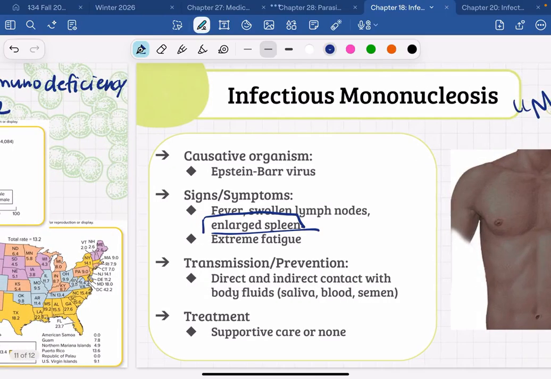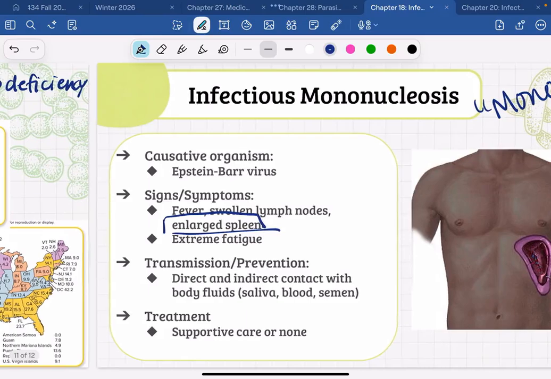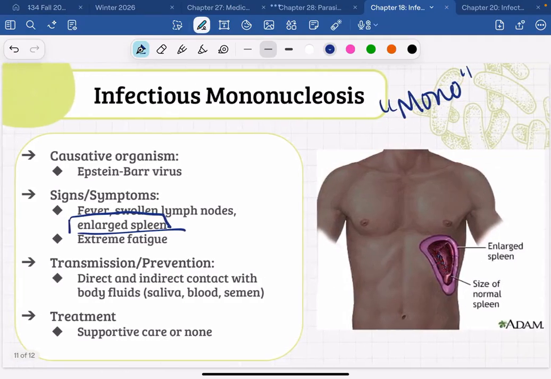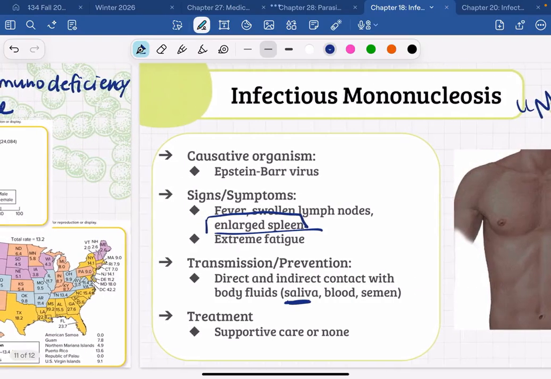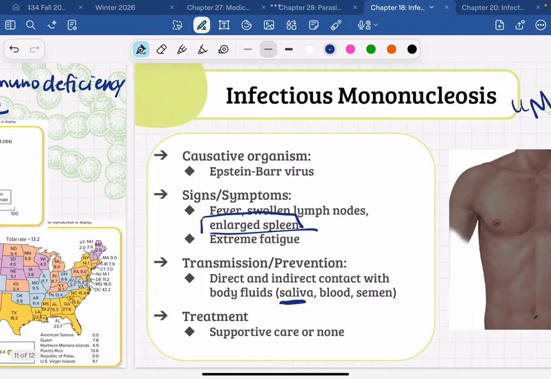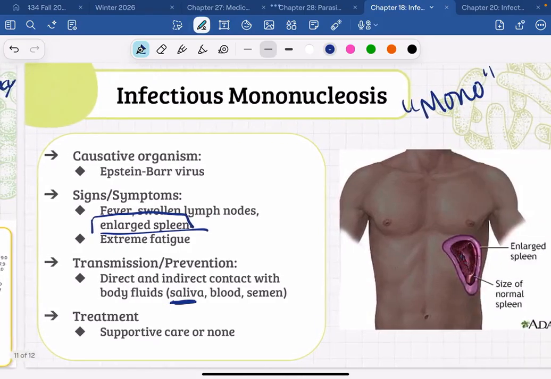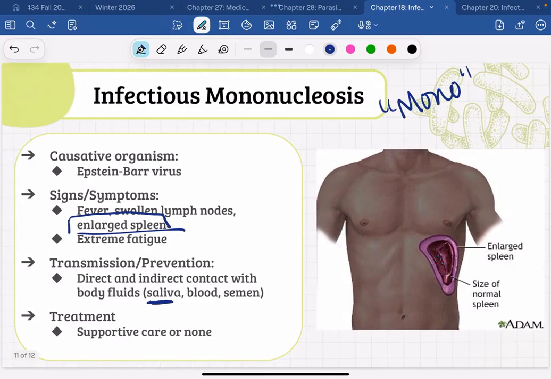Transmission is direct and indirect contact with body fluids. Again, this one can be transmitted through saliva. It can be transmitted through other fluids, but saliva is the most common. As for treatment, there's not really a treatment or a cure for it. It's one of those things where you take supportive care. If you have a fever, you can take ibuprofen, drink lots of fluids to make your body feel good, and get lots of sleep, but there's not really any treatment or cure for it. Mono usually goes away. It's just one of those viral illnesses that you have to see out.